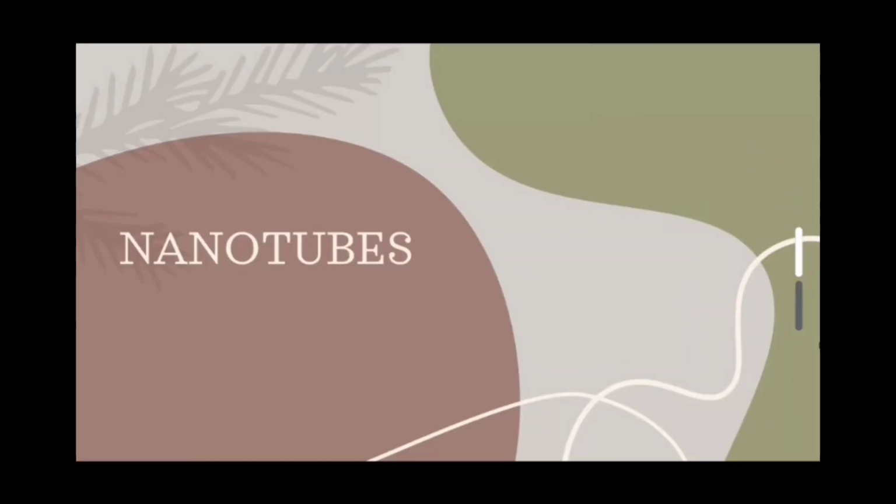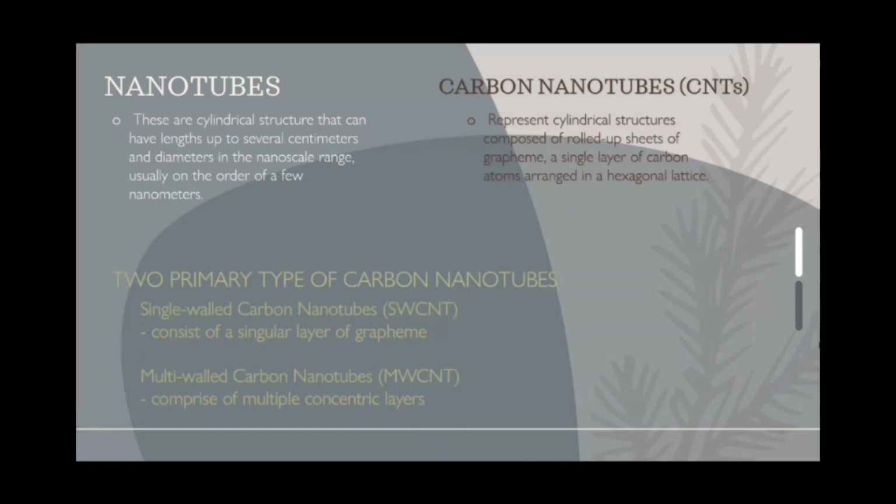For our next objective, we will be exploring the topic of nanotubes. So let's first define nanotubes. Nanotubes are cylindrical structures that can have lengths up to several centimeters and diameters in the nanoscale range, usually on the order of a few nanometers. It is also said to be a carbon allotrope that resembles a tube of carbon atoms.